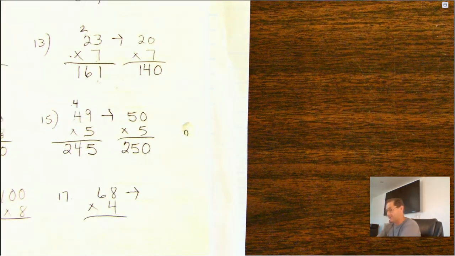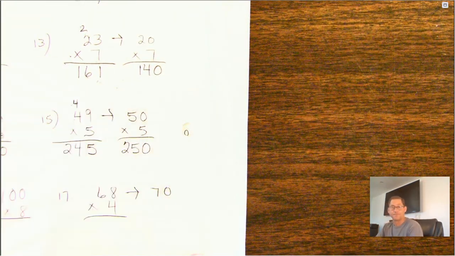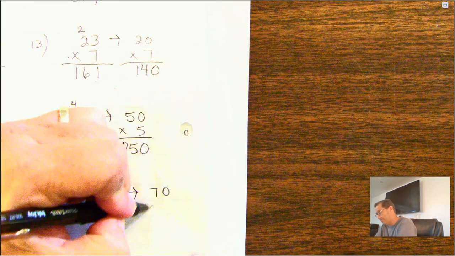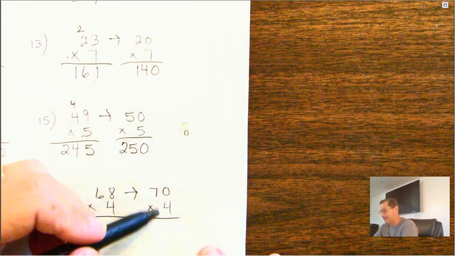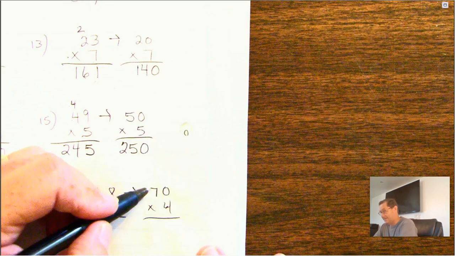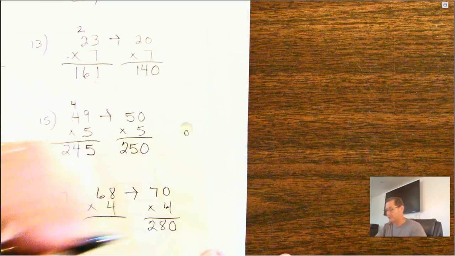Okay, 68, that's close to 70 times 4. So we have 4 sets of 70. 4 sets of 7 tens is 28 tens, so 280.